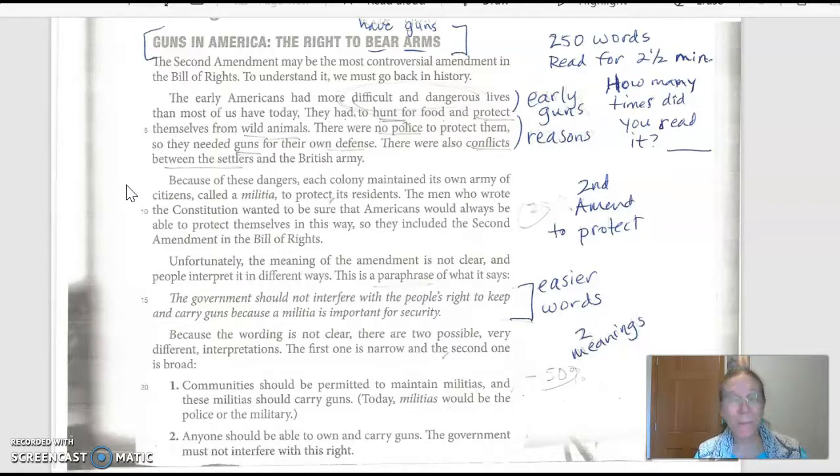Okay, stop. How many times did you read it? Did you read it 1 time from top to bottom? If you read it 1 time, that would mean you read it at 100 words a minute. If you read it 1 time and you were halfway through, you got down to here, that would give you 1.5 times or 150 words a minute.